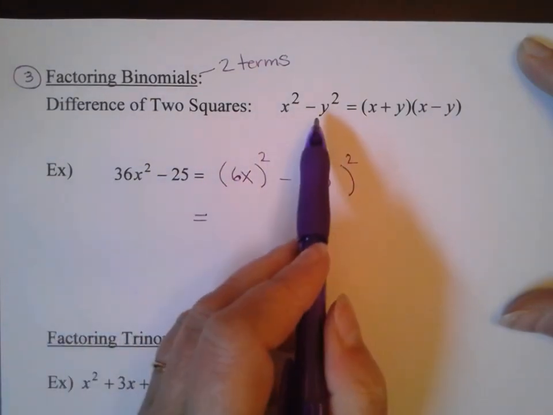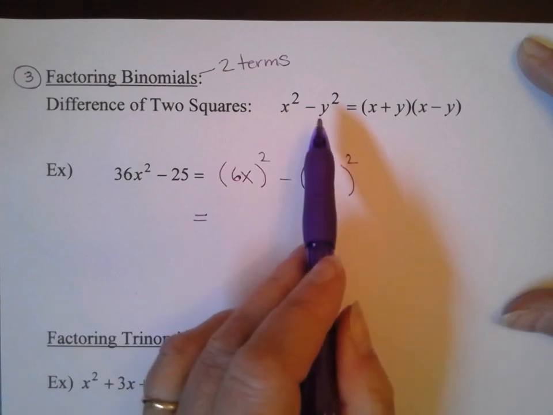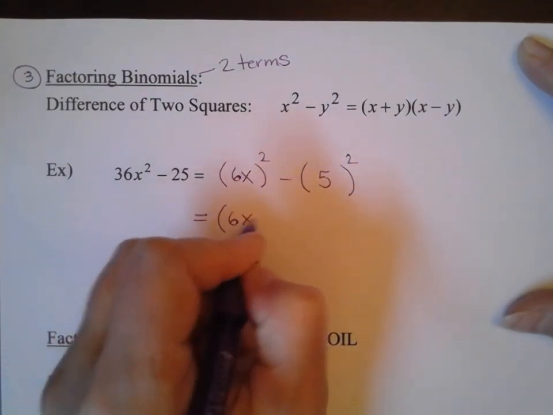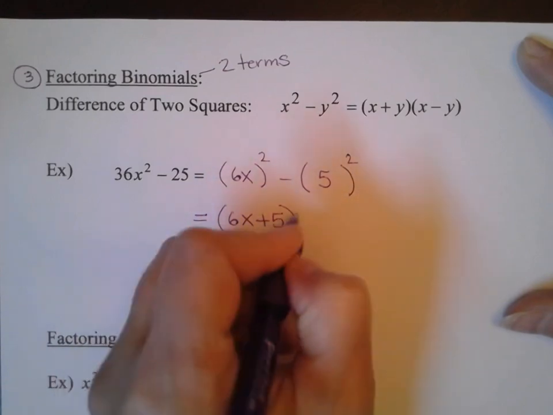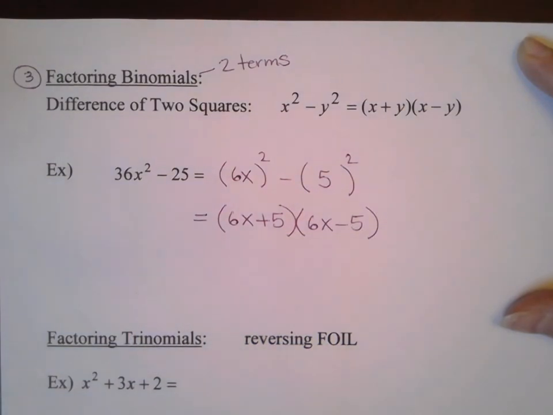So if I compare with this formula, right, 6x is sort of playing the role of x, 5 is playing the role of y, and I'm going to have two parentheses, one with a plus and one with a minus. Okay, and that's called the difference of squares.